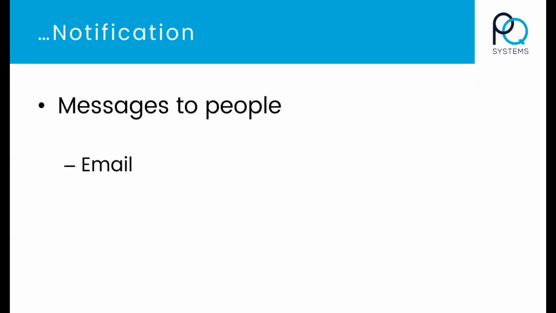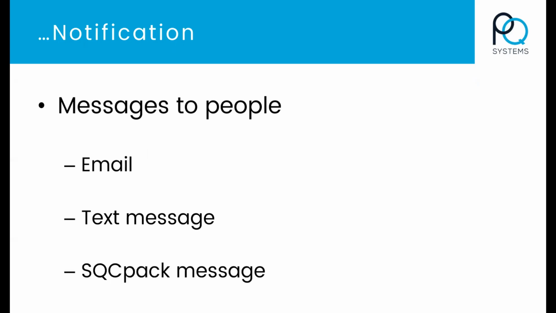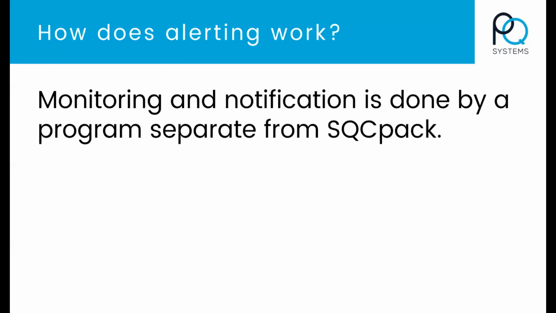The notification side is that when it detects these conditions, it will send messages to people. And we have three flavors of message that it might send. It may send an email to someone. It may send a text message to someone, one or more people. And it also has the ability to send a message to SQCpack's internal messaging system so that people who log into SQCpack will have a chance to see the notification.